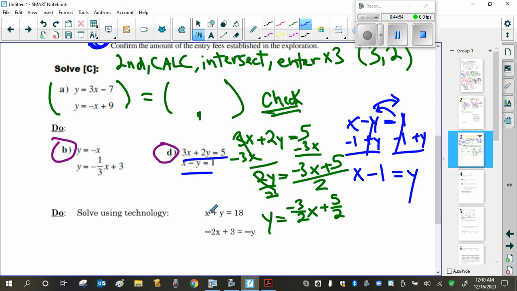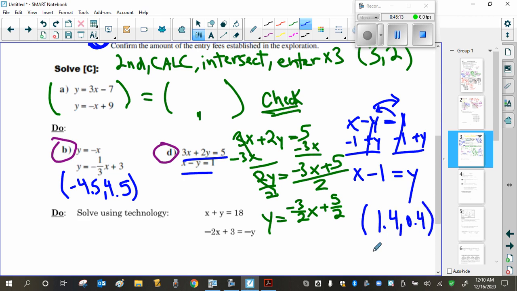It works. So, of course, you need to answer the question. I guess we did it on a calculator. This was negative 4.5, 4.5. And this one is 1.4, comma 0.4, and decimals are fine. Okay, you can have decimals. Just because you had a 3, 2, and a 4, 5 doesn't mean the next one's not going to be a decimal or a negative decimal.